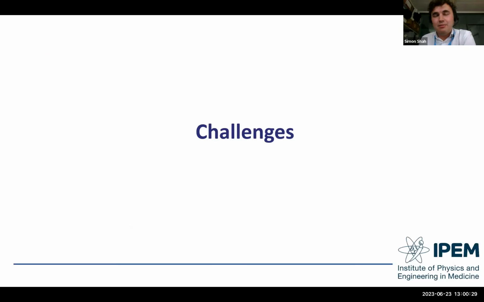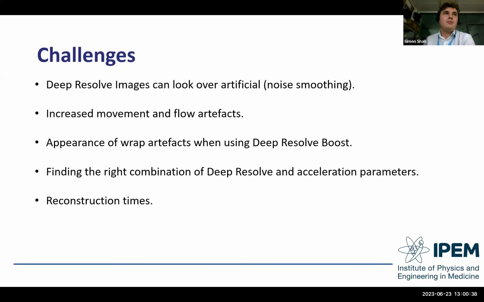So the challenges. I've spoken about all the great things about AI that Siemens provide, but there are some challenges that do come with it. So what are these challenges? I'll step through them and show you some examples. Well, the way the algorithm works, it does mean that sometimes the images look a bit artificial. There's a bit too much smoothing. The images look a little bit too flat.